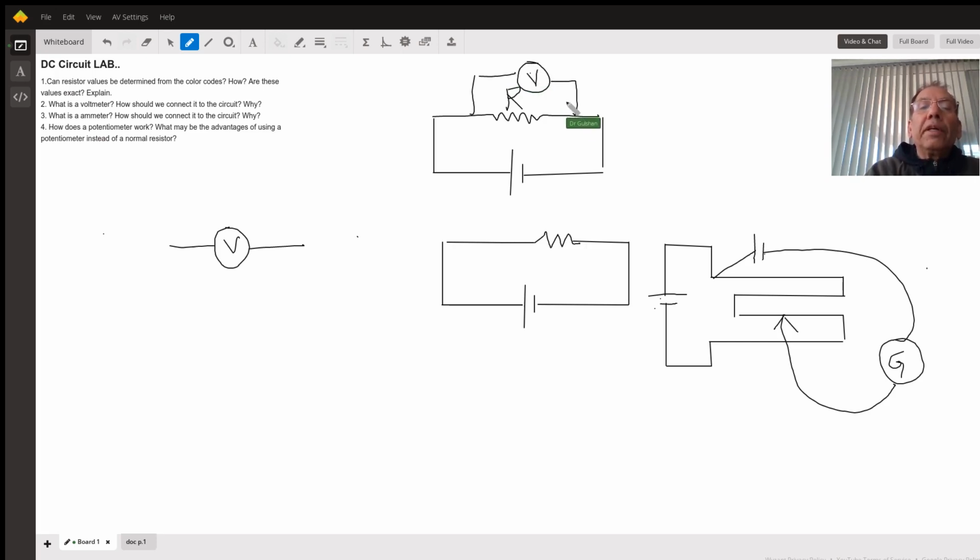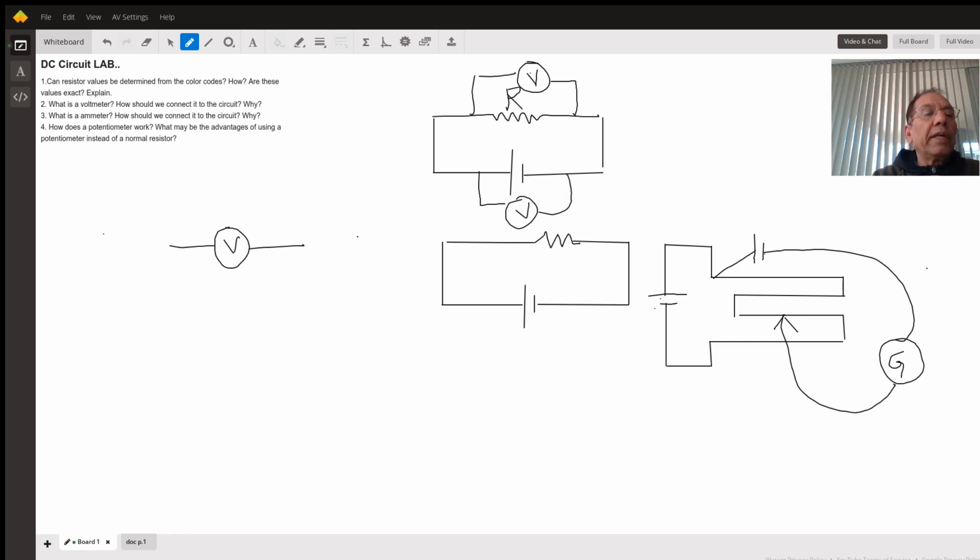So a voltmeter is connected in parallel to the device whose potential difference is to be found. And this is a high resistance device. So a voltmeter is a device which is connected across. Suppose I want to find the voltage of this resistance, I'll put it across here. And if I want to find the voltage of this battery, I'll put it here. So a voltmeter is connected across a component whose potential difference you want to find out.